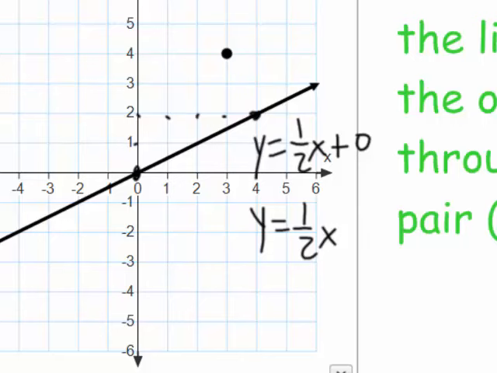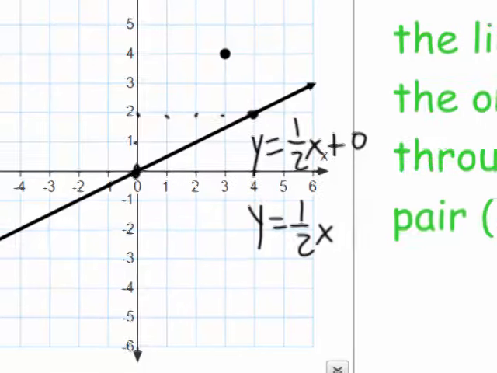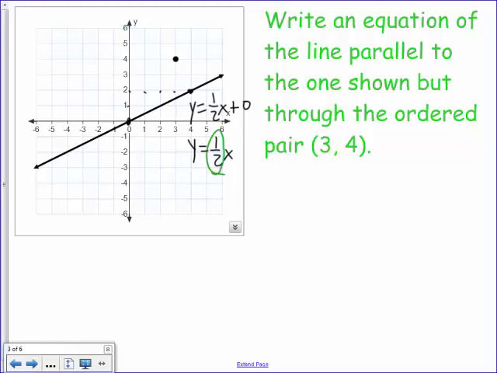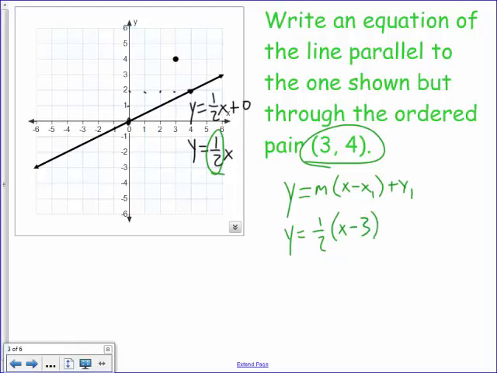Okay. And now I know the equation I'm going to write is going to have the same slope, and it goes through the point (3, 4). So if you have a slope and a point, or a point and a slope, what should you use? Yeah, point-slope form. So y equals m times (x minus x1) plus y1. Plug in your information, so our slope was 1/2 times (x minus 3) plus 4. Right, I'm just plugging in 3 for x1, 4 for y1. And then we simplify. So I got 1/2 x minus 3 halves plus 4.